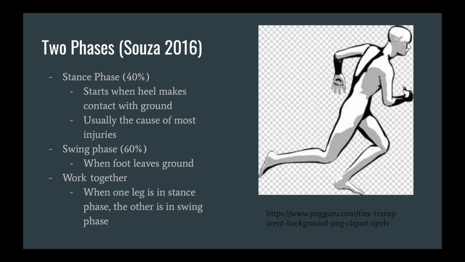There are two main phases in the gait cycle: the stance phase and the swing phase. At the start of the gait cycle is the stance phase, which is initiated when the heel makes contact with the ground. This is when the leg bears the weight of the body and usually the cause of most injuries associated with running. Once the foot leaves the ground, the swing phase begins. This phase is not as controlled as the stance phase. Both phases work together, so when one leg is in stance phase, the other is in swing phase. Typically, the stance phase makes up 40% of the gait cycle, while the swing phase makes up 60%.